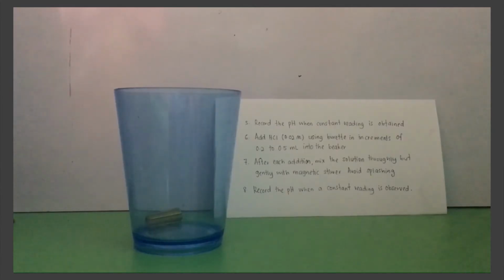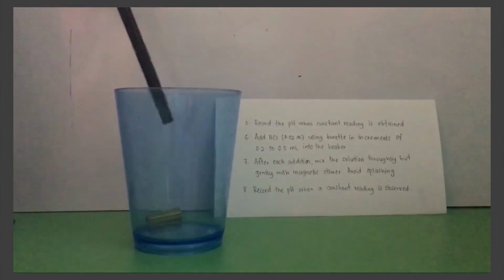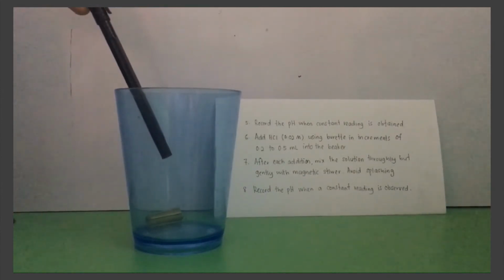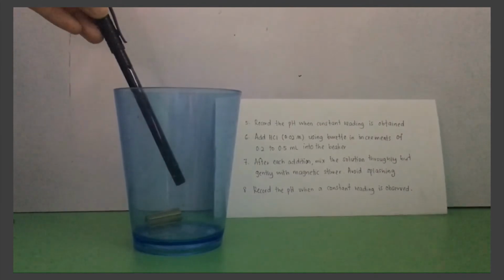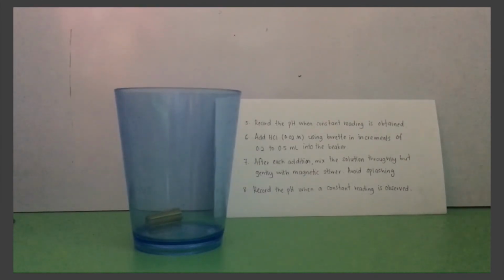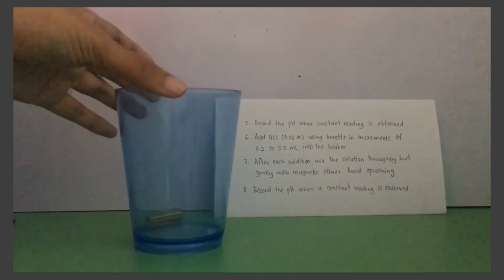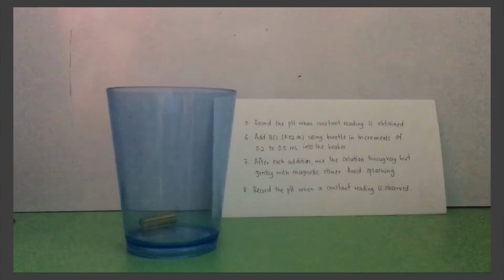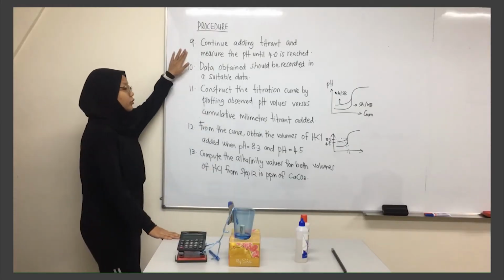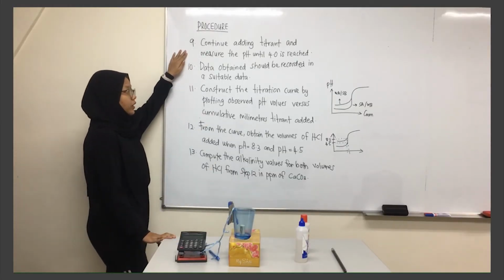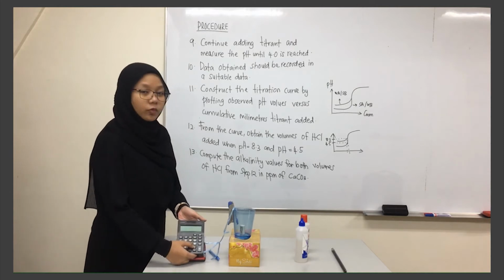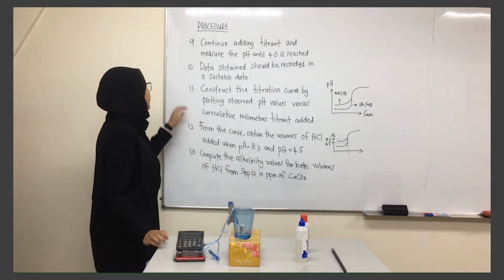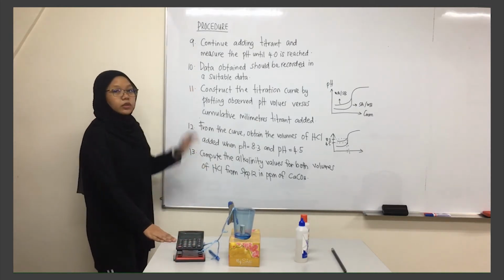When a constant pH reading is obtained, add hydrochloric acid using a burette in increments of 0.2 to 0.5 ml into the beaker. After each addition, mix the solution thoroughly but gently with the magnetic stirrer to avoid splashing, and record the pH when a constant reading is observed. Next, we continue adding the titrant and measure the pH until a value of 4.0 is obtained. Then the data obtained should be recorded in a suitable table.